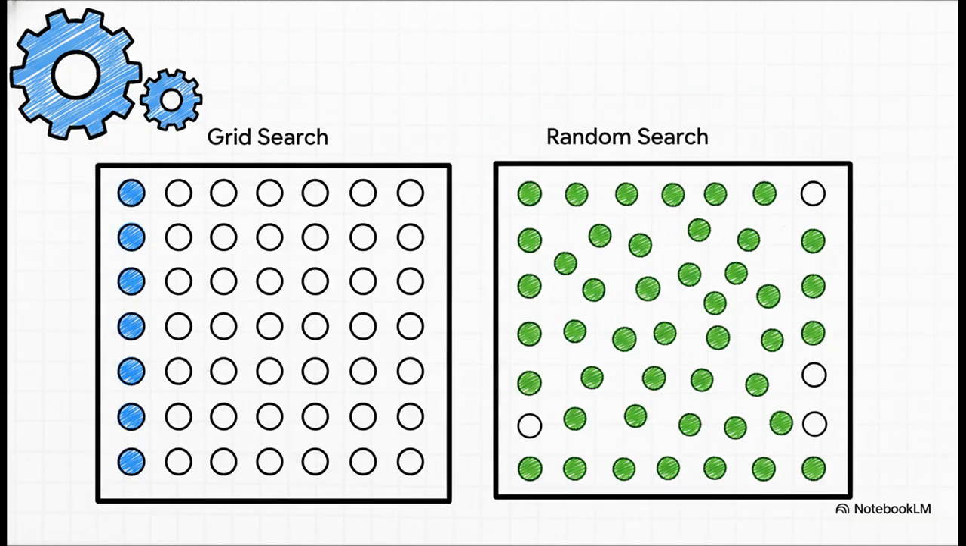Why? Because most hyperparameters have what's called low effective dimensionality. In plain English, out of those 6 knobs, usually only 1 or 2 actually move the needle for your specific problem. Grid search wastes tons of evaluations, systematically testing completely unimportant dimensions. Random search, by sampling from distributions, covers those important dimensions far more densely for the exact same compute budget.